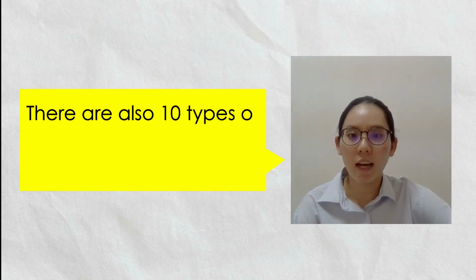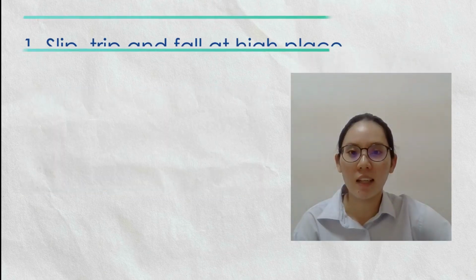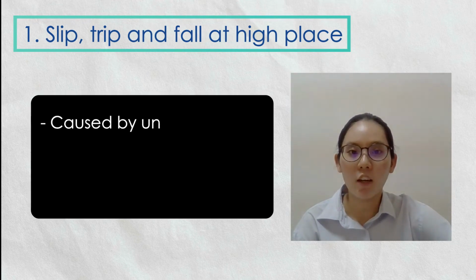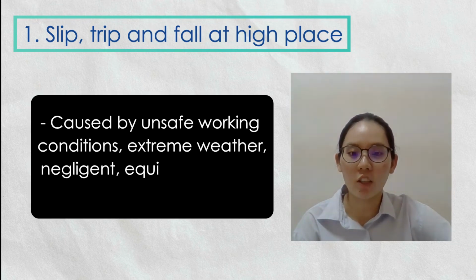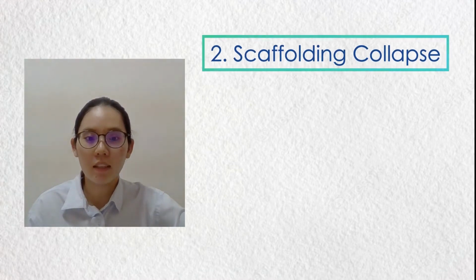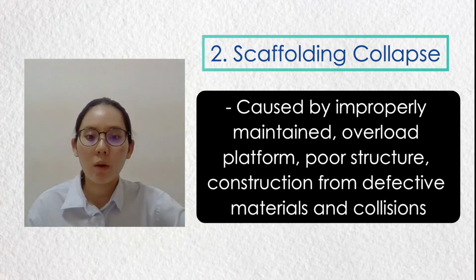There are also 10 types of potential hazards in a construction site. Firstly is slip, trip, and fall at high places. They are commonly caused by unsafe working conditions, extreme weather, negligent equipment failure, and restricted movement. Next, scaffolding collapse is caused by improper maintenance, overlooked platform, poor structure, and construction from defective material and condition.